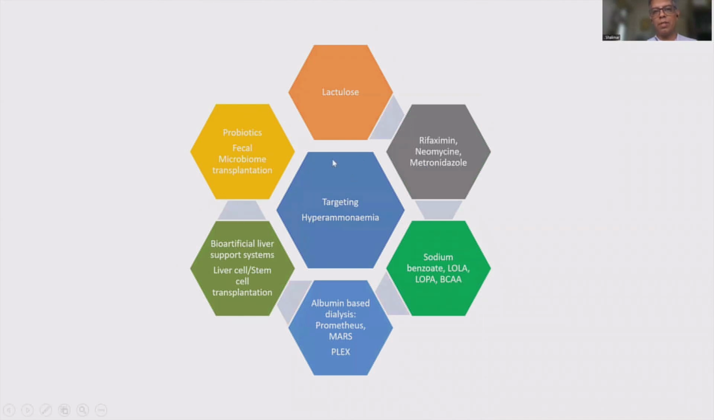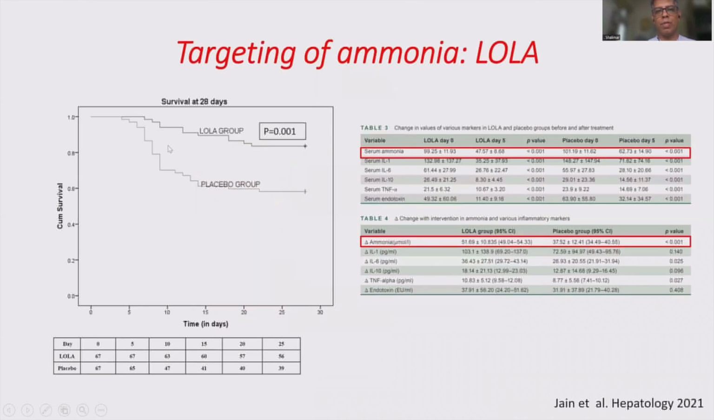There are multiple targets available which can reduce ammonia levels, including lactulose, antibiotics such as rifaximin, neomycin, metronidazole, sodium benzoate, LOLA, branched-chain amino acids, albumin-based dialysis, FLEX, bioartificial liver, probiotics, and a possible role of fecal microbiome transplantation. I'll take you through a few of them.